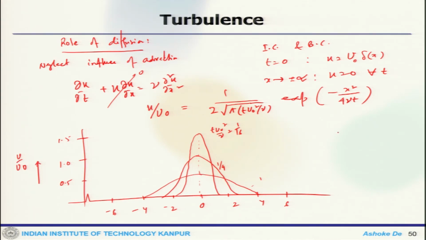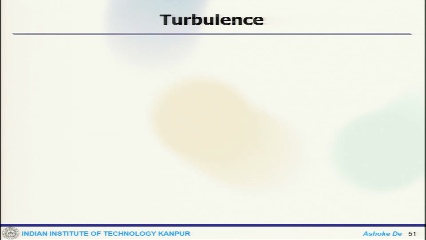So, essentially the diffusion dampens the velocity gradient. So, that is what it does. Now, we can see similarly the role of convection.